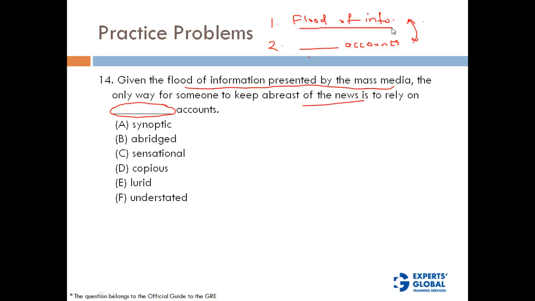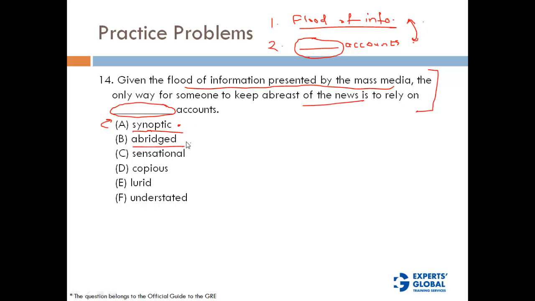fit with this flood of information aspect, right? We can't really get the meaning out of it. We don't really know what it would mean as such, but it has to somehow relate to the flood of information, and as a sentence, when we put that answer back in, it has to make sense. So synoptic means a summary of something. If you put it back here, what it means is there is a lot of information. The only way you can keep abreast of all that information is by looking at the synopsis. This answer now makes sense, right?